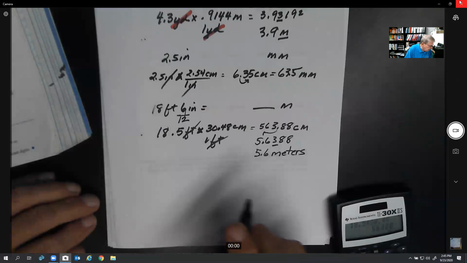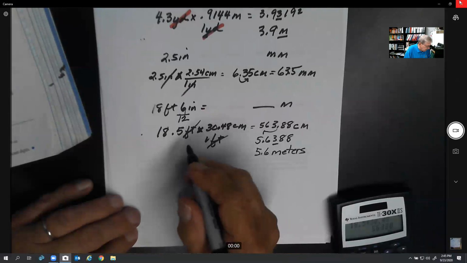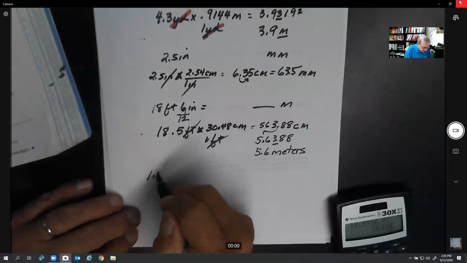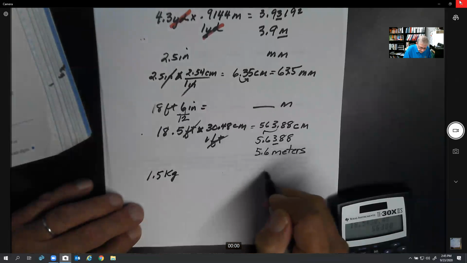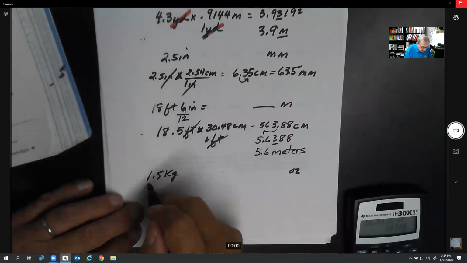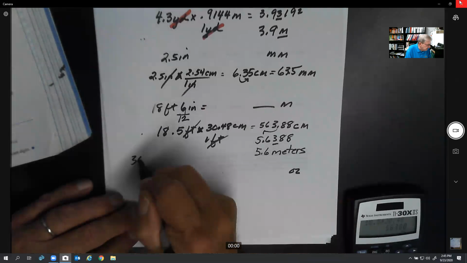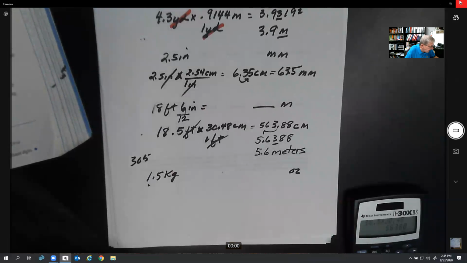Let's try this problem right here. This is on 305. We want to change 1.5 kilograms to ounces. So on the top of page 305, I see there's a conversion chart about ounces equal grams. It doesn't say anything about milligrams.